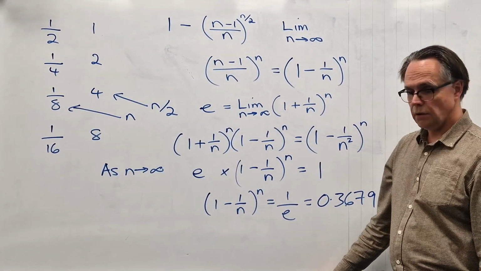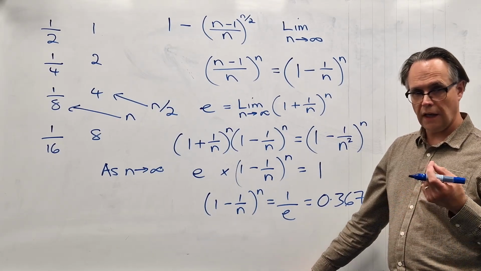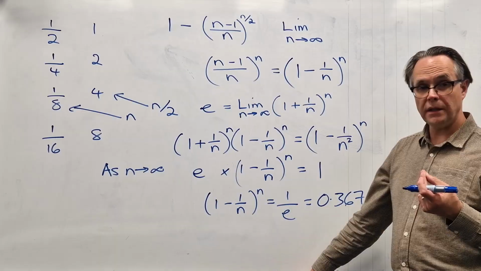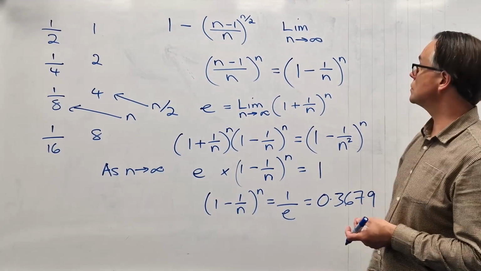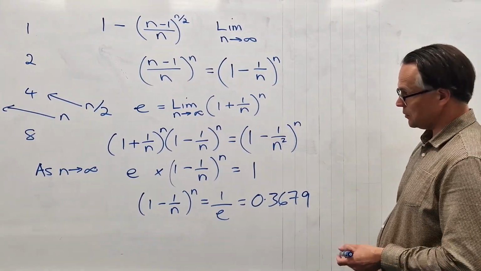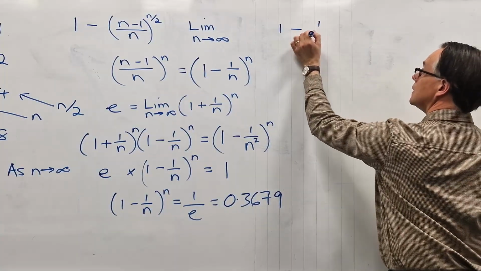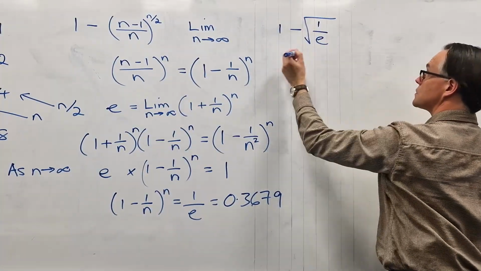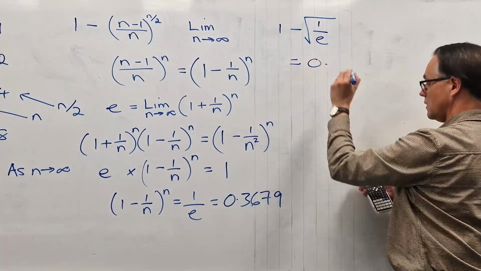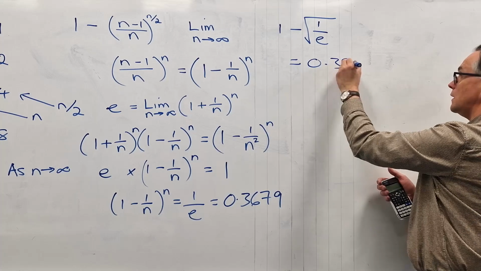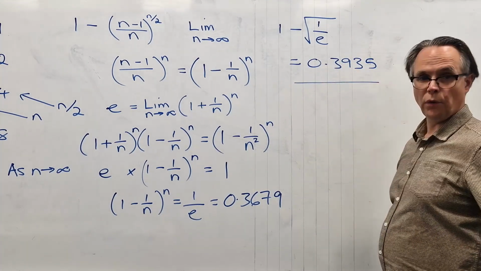So the answer to the puzzle is that if we keep halving the number of red and doubling the number of dice, the probability won't keep going down forever. It'll keep going down towards 1 minus the square root of 1 over e, which is 0.3935, but it won't go any further than that.